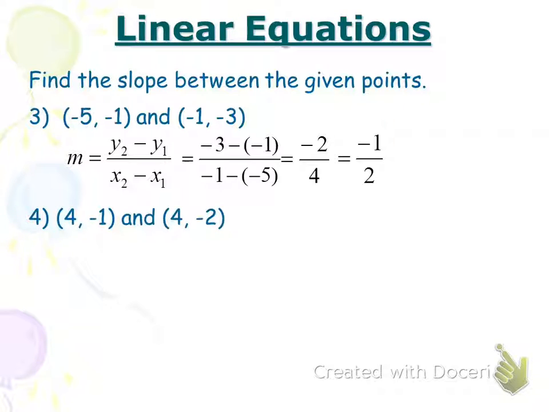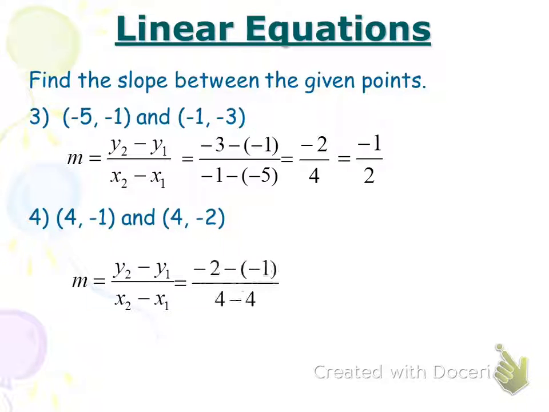All right, what do we do with this one? I get 2 plus 1. 4 minus 4, right? So what would that give us? Negative 1 over 0. So what do you do with that? Undefined. Why is it undefined? Because 0 is the denominator. Because division by 0 in mathematics is undefined. That's exactly right. So our slope is undefined.